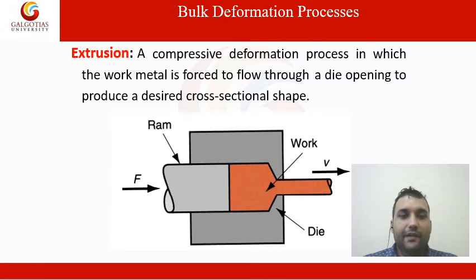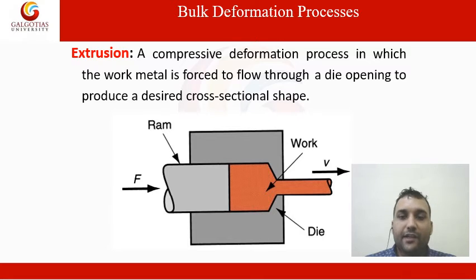Next part is extrusion. It is the most useful metal forming process that may be performed in hot or cold conditions. In extrusion, metal is filled in a closed cavity and forced to flow through a small opening to form a product which takes the shape of the opening, similar to squeezing toothpaste out of a toothpaste tube.